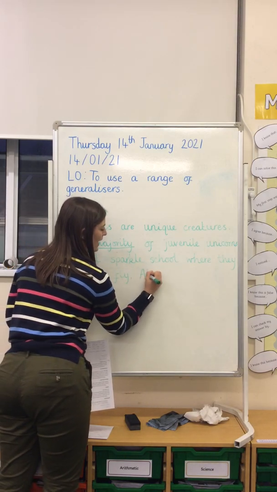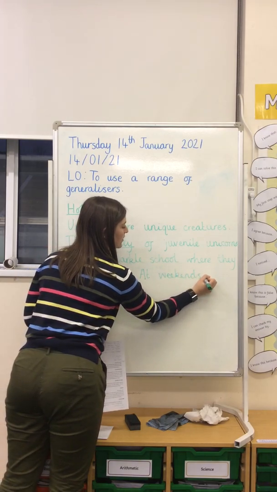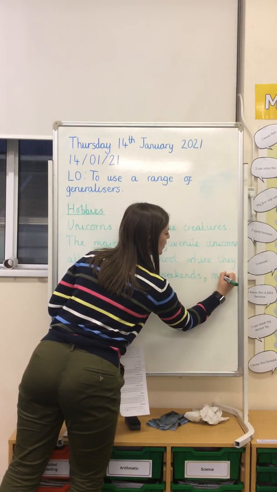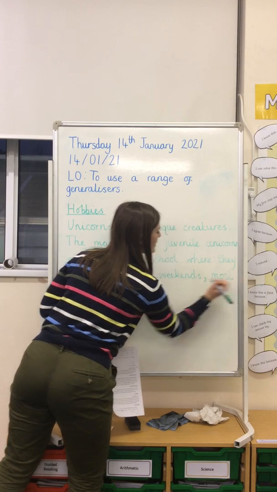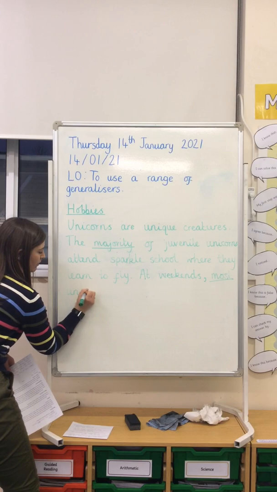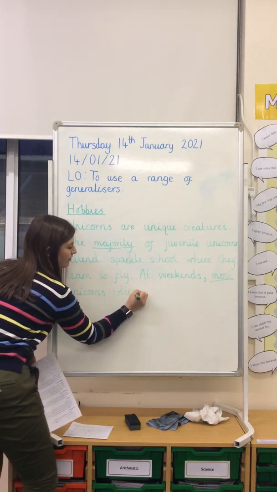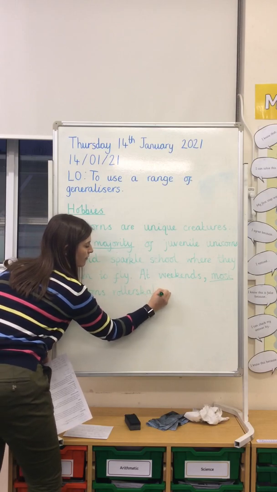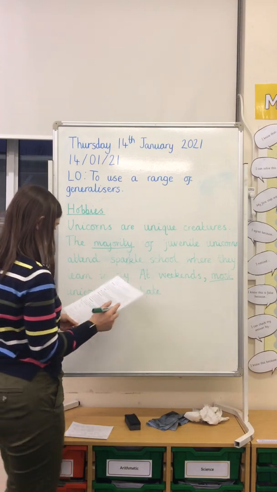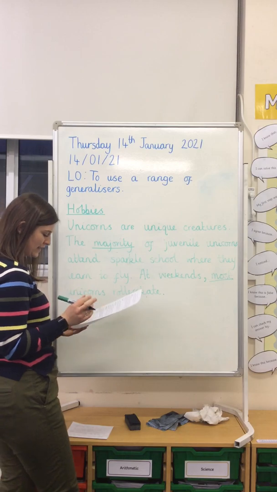I'm going to say at weekends, and as my sentence starter, I'm going to have a comma after it. At weekends, I'm going to say most, and that's my generaliser. Most unicorns roller skate. Quite an exciting activity. I've never seen a unicorn do it, maybe you have. So at weekends, most unicorns roller skate.